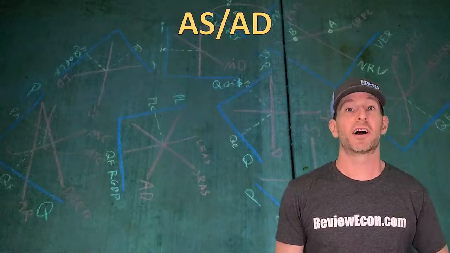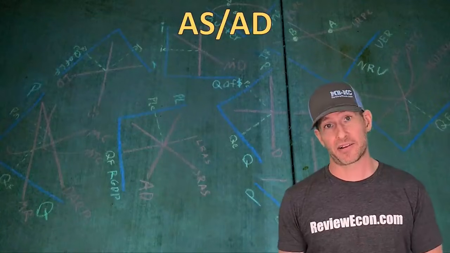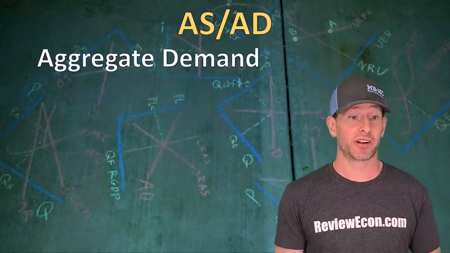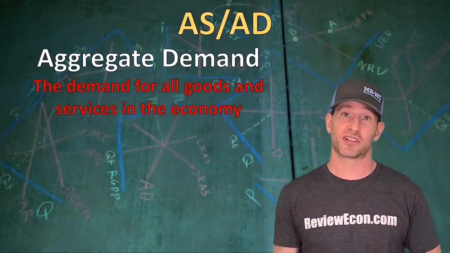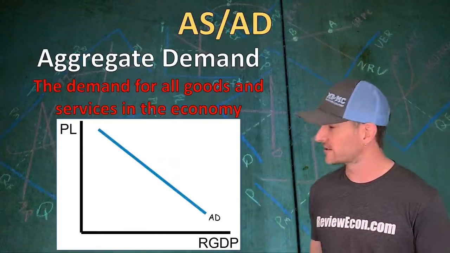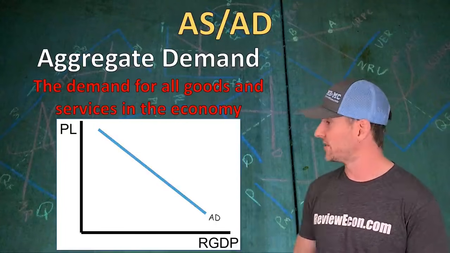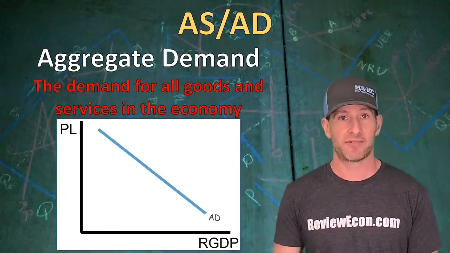The next graph we're going to talk about is the ASAD model. That's the aggregate supply, aggregate demand model of the entire economy. First part of that is the aggregate demand curve. The aggregate demand curve is a demand curve for not just one good, but all goods and services within an entire economy. Just like a demand curve for a single product, it is a downward sloping curve, and it shows the inverse relationship between the price level and the quantity of real GDP that we will have within an economy.